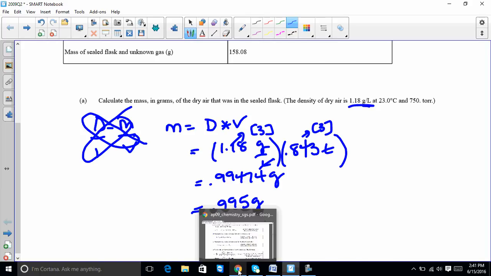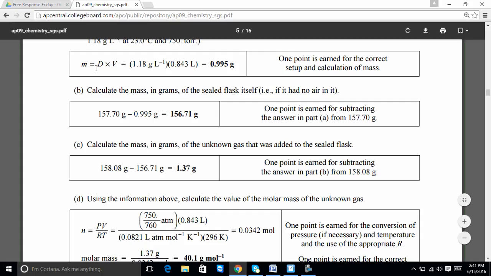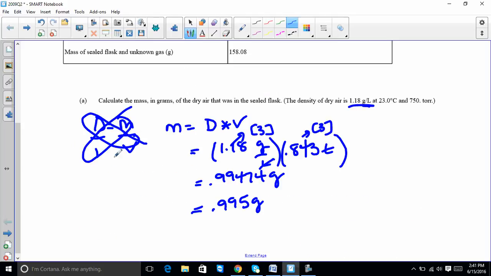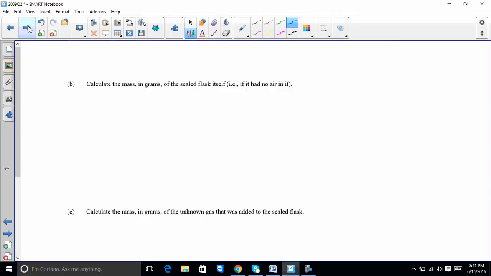I'm going to flip back and forth to the scoring guidelines because really what's important is that you study how to do these problems. Mass equals density times volume. There's the density, there's the volume, there's the answer. We match. That's good.